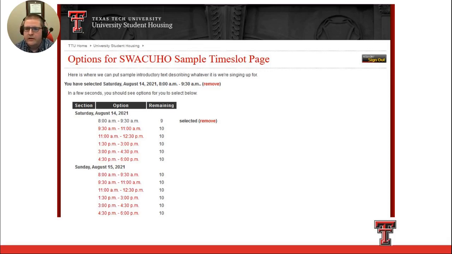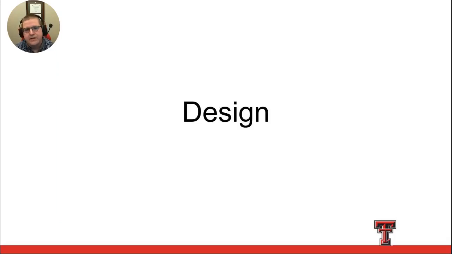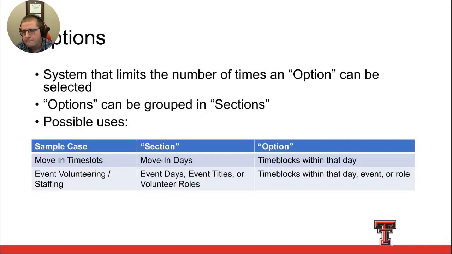Like I mentioned before, I set this page up so that a user could select multiple times. If this was volunteering for events, and I wanted to sign up for 9:30 to 11, I could do that here as well. Whereas with move-in time slots, you probably only want them to pick one. So there are some dynamics on how this can be adjusted. That's a bit of a demo of how the site works, and I'll dive in a little more on the design of everything on the back end.